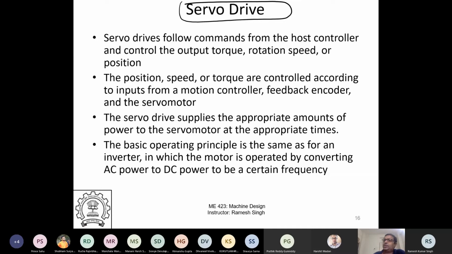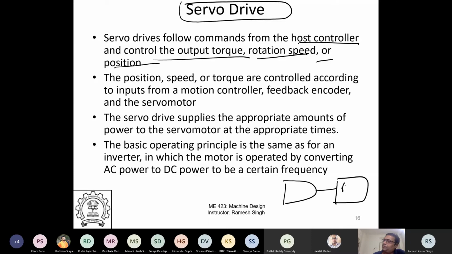Yes. So the servo drive follows commands from the host controller and controls the output torque, rotation, speed, or position. The servo drive is another integral part. As I told you, there is a servo drive and then there is a motor. The motor comes with a drive, and this drive is called the servo drive. The position, speed, and torque are controlled according to the inputs of the motion controller.